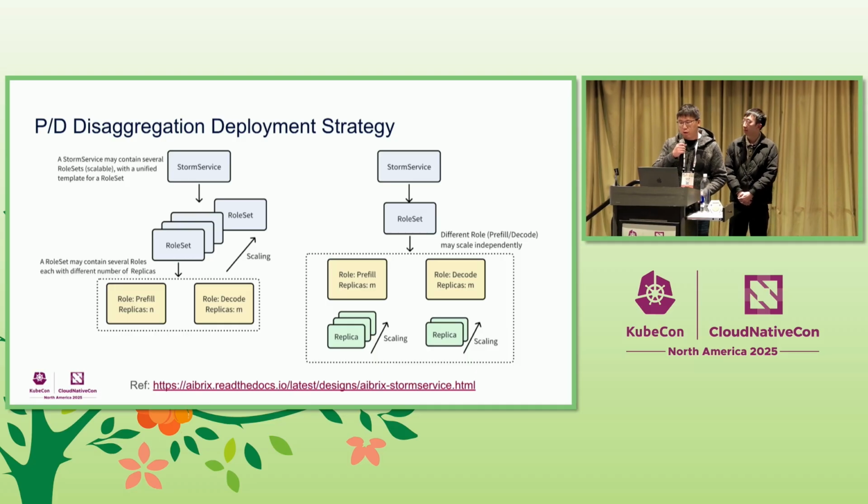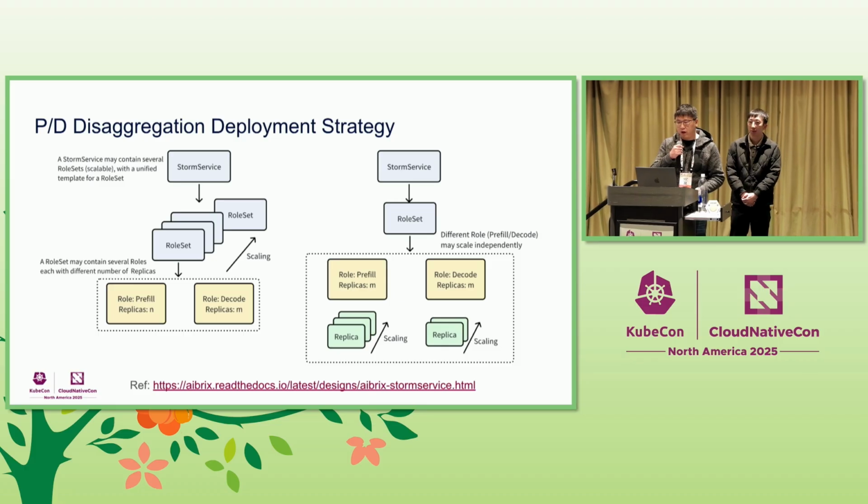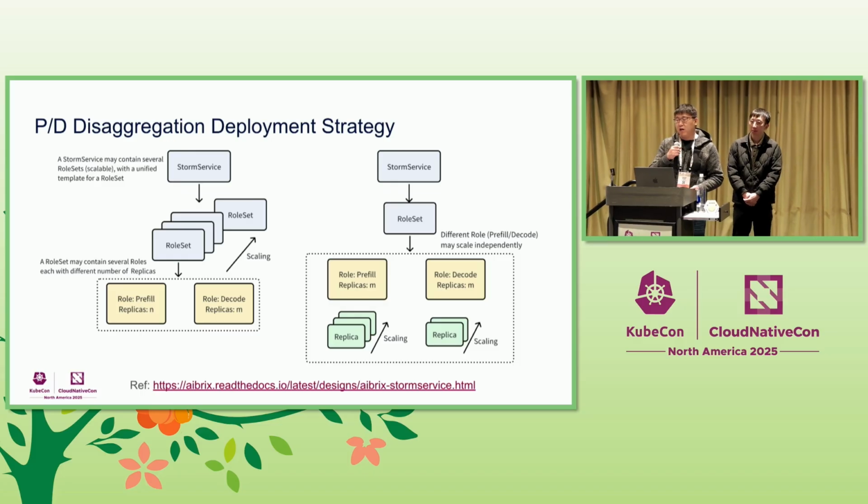StormService follows a 3-layer architecture. The top-level CRD encapsulates the entire LLM service. The second, middle layer, the RoleSet, is a cooperating set of roles. Think prefill, decode, or a local cluster-level router, or in multimodality, an encoder or decoder, each with its own replica count, health gate, and upgrade order. The leaf layer is the pod.